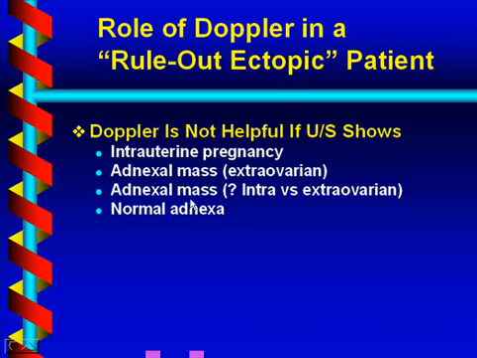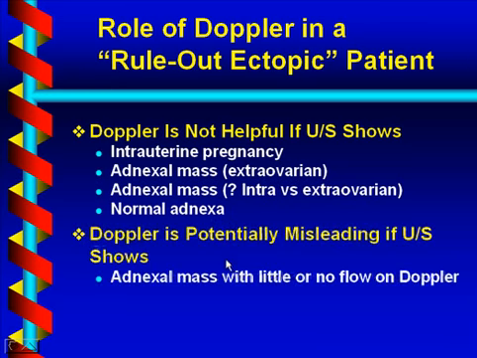If there's an adnexal mass and we're not sure if it's intra or extraovarian, Doppler won't help, because the Doppler findings in a corpus luteum are very similar to the Doppler findings in an ectopic pregnancy. And finally, Doppler is not helpful if an ultrasound shows normal adnexa. In this case, there's nothing to Doppler. Doppler can even be potentially misleading.